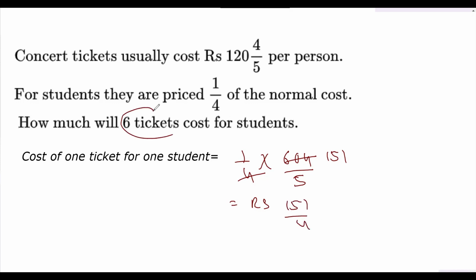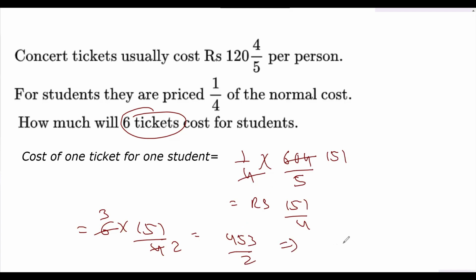But then we have to get the cost of 6 tickets. So we know the cost of one ticket, so 6 tickets will be 6 multiplied by this value. That is 3 and 2 times, 2, 3 times, and 2, 2 times. If I multiply this by 3, it's 3 times 151 is 453, divided by 2. So we have to get the cost in rupees, so we should divide it and convert to decimal. It should give you rupees 226.50. So that should be the answer for this part.